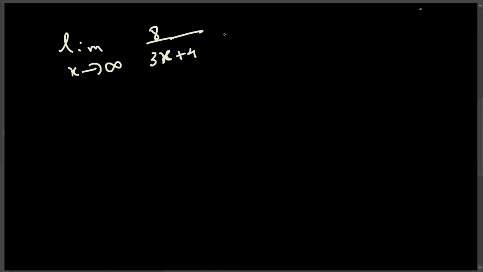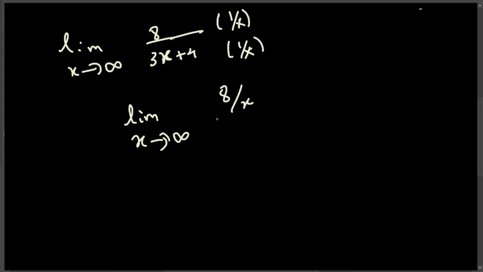But if you want to show steps, you have a question like this in university, sometimes they may require some steps. So what we can do here is look at the higher power of x. Here we have x, right? So we can multiply by 1 over x, 1 over x, and expand this. When we expand, this is going to be the limit as x approaches infinity of 8 over x, and then 3x times 1 over x, that's 3, plus 4 times 1 over x, that's 4 over x.